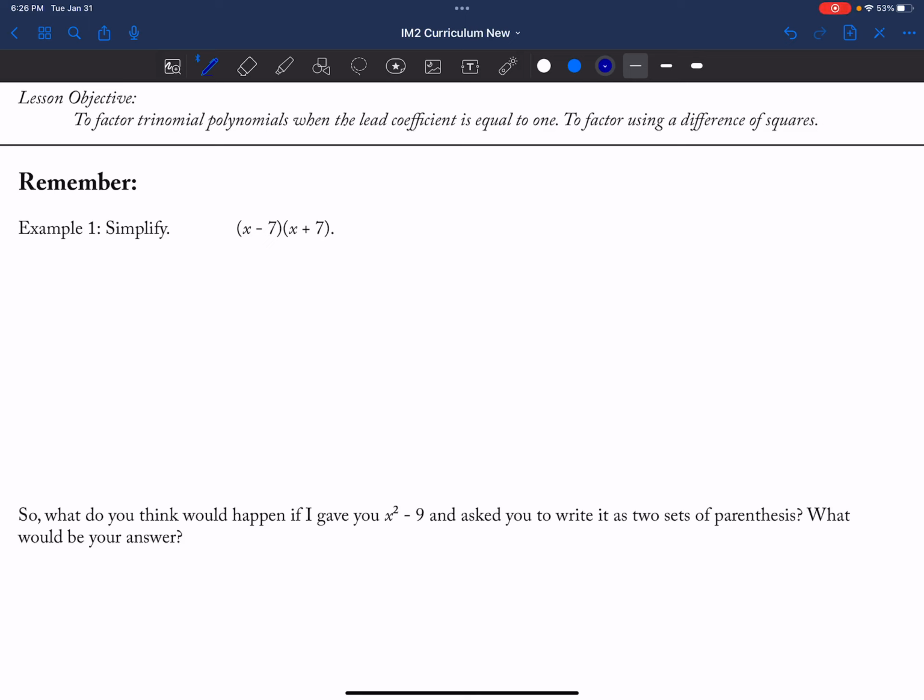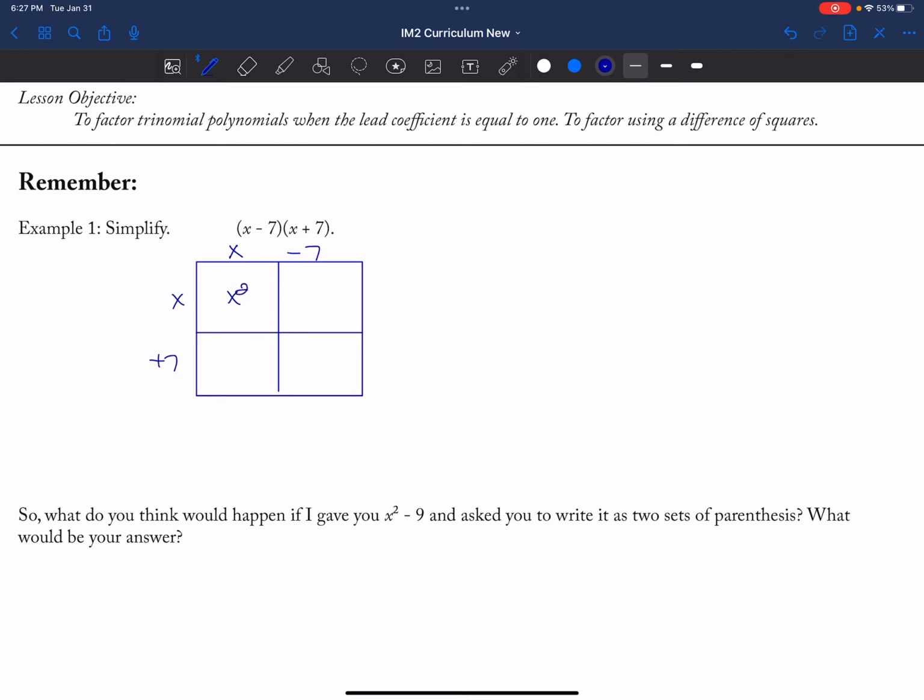All right, so let's go ahead and take a look at this lesson. Back in the previous unit, we did multiplying. And remember, we did the box. We ended up drawing out lots of boxes, and we put x minus 7 on the top and x plus 7 on the bottom, right?